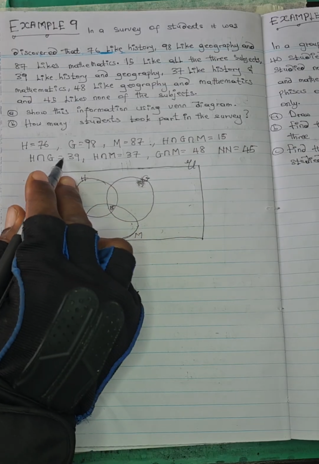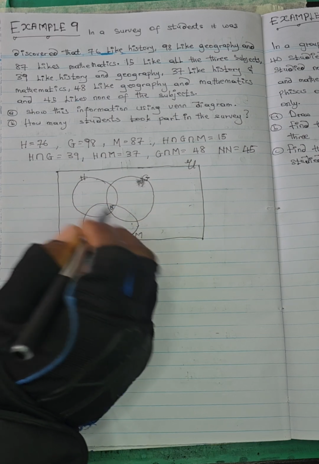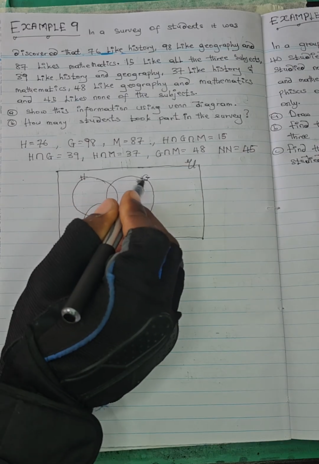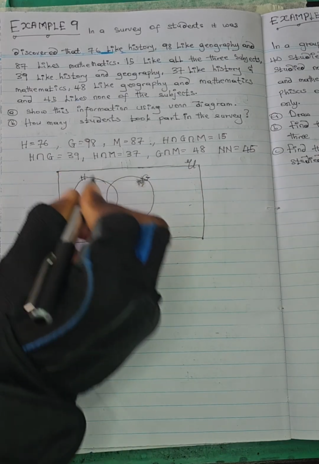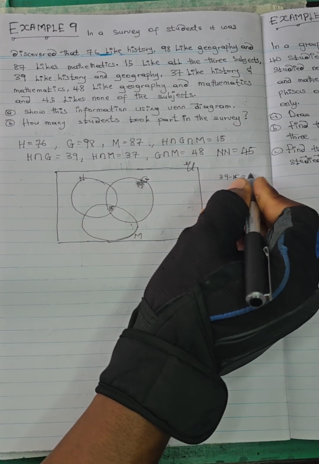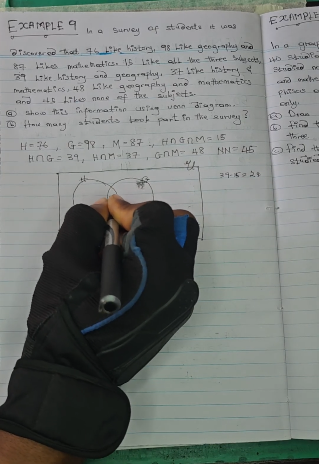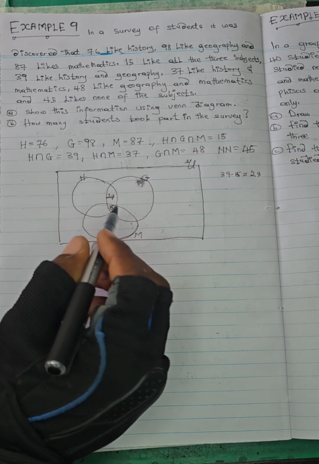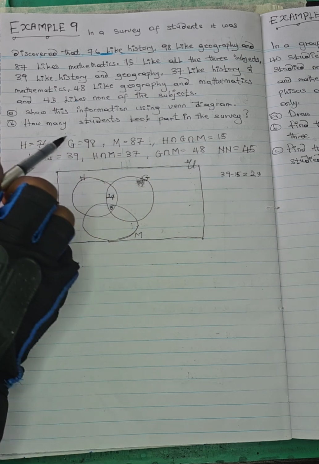15 did the 3. Now, this 39 that did history and geography still has the 15 that did the 3 inside it. So now, you are going to remove the 15 inside it, so you are left with only those that did geography and history. That will be 39 minus 15, which will give you 24. So what we have here will be 24. Are we together? Now the next thing we are going to check, because we are going to start with these intersections first before we enter the other ones that are on their own.